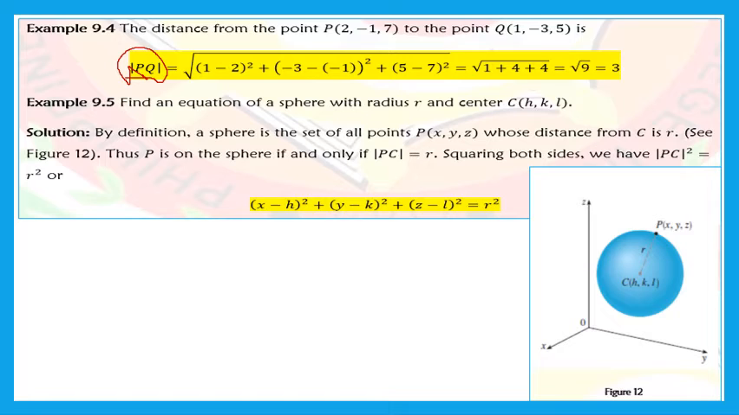That's P on the sphere if and only if the absolute value of PC, the distance from P to the point C, is equal to r. Squaring both sides, we have the absolute value of PC squared is equal to r squared, or eto yung ma-obtain natin na equation ng sphere. (x minus h) squared plus (y minus k) squared plus (z minus l) squared equals r squared. So, parehas lang doon class sa formula ng circle, but x and y lang, and then yung center ng circle natin is (h, k). Sa sphere is nadagdagan siya ng z, then l yung center.